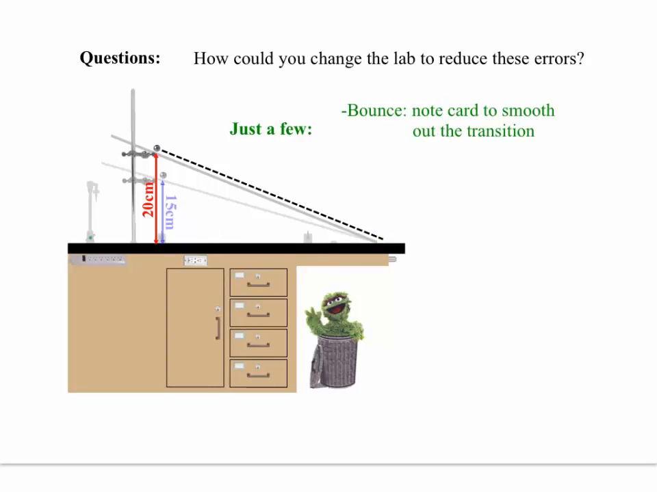I've seen students employ several different and creative methods to reduce the bounce at the end of the ramp. A simple method would be using a note card to smooth out the transition of the ball moving from the angled ramp to the flat table. Even a little bit of a curve on a single piece of paper can make a big difference in reducing that bounce.